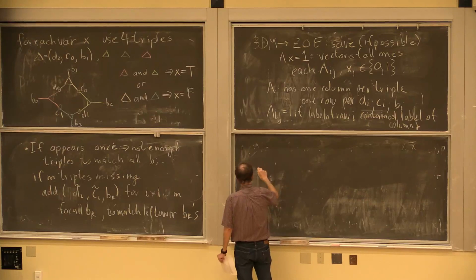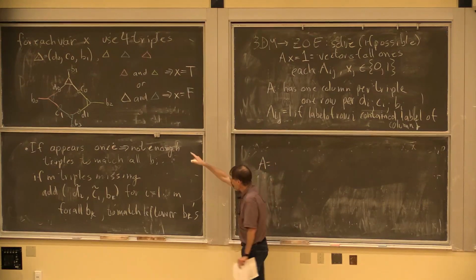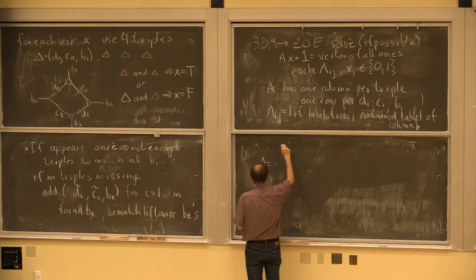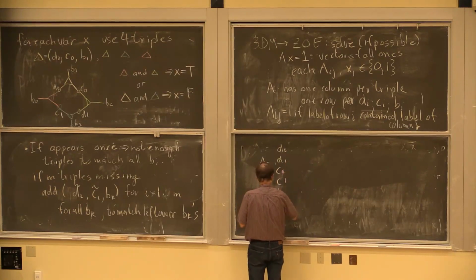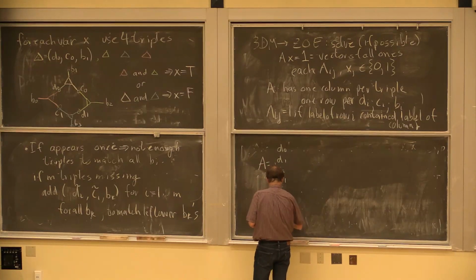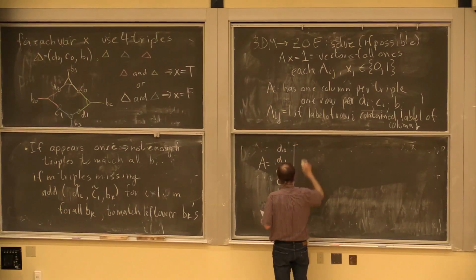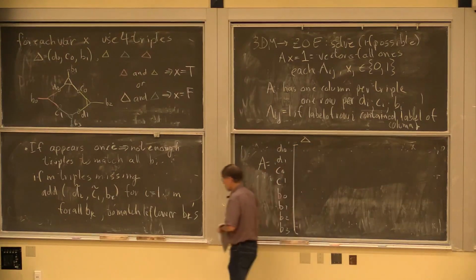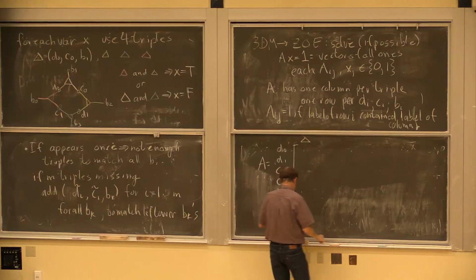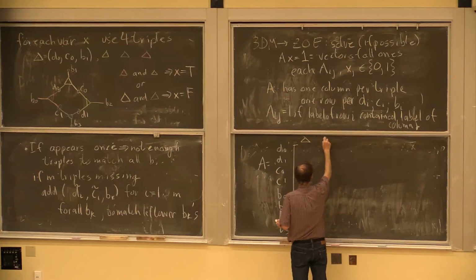So what is A for that one up there? There's going to be one row for every one of these set members. So D0, D1, C0, C1, and then B0, B1, B2, and B3. Those are going to be the rows of my matrix. And then the columns are going to be the different triples. And again, I will try to use colors for this.